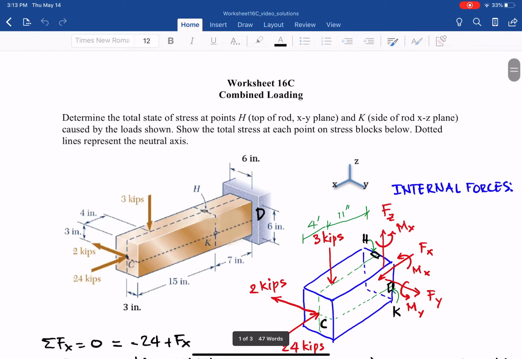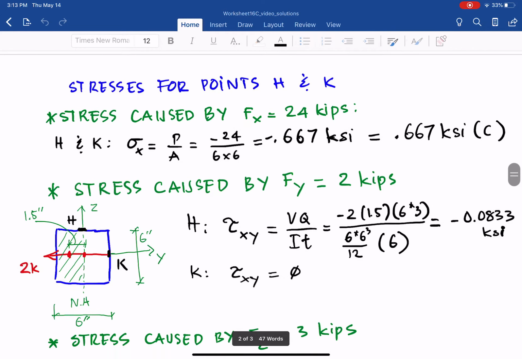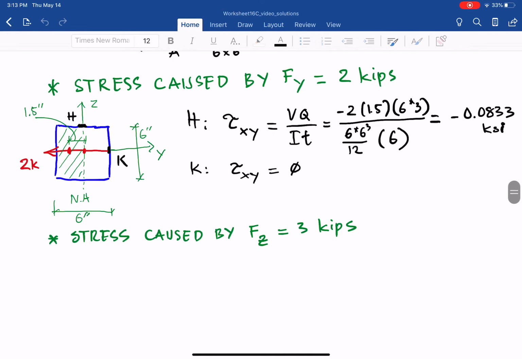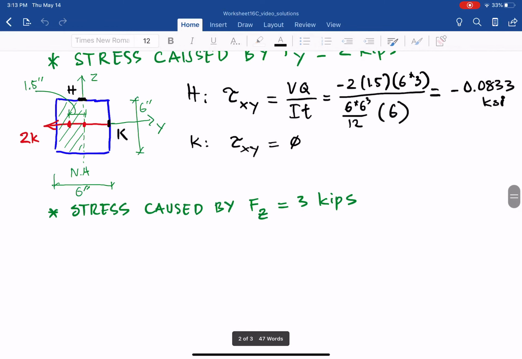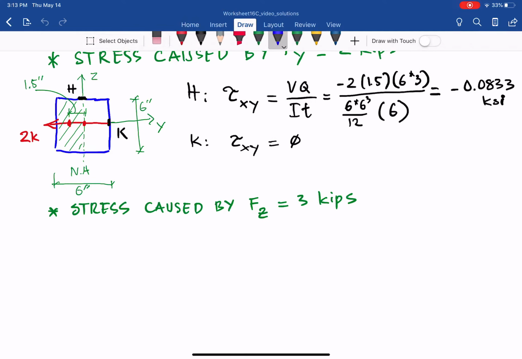Continue. Worksheet 16C, we already found internal forces. Stress at H and K is caused by Fx, Fy, and now we continue with Fz, 3 kips. So let's draw that cross section again. The cross section is a square, 6 inches on each side. So you also see Z and you see Y, and you see point H and point K.